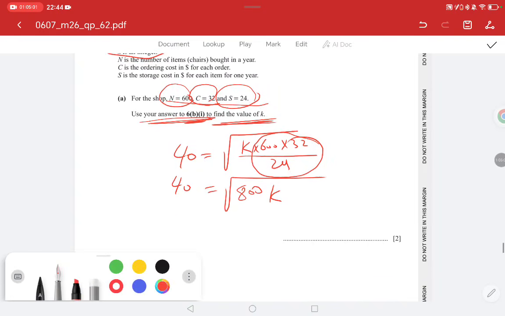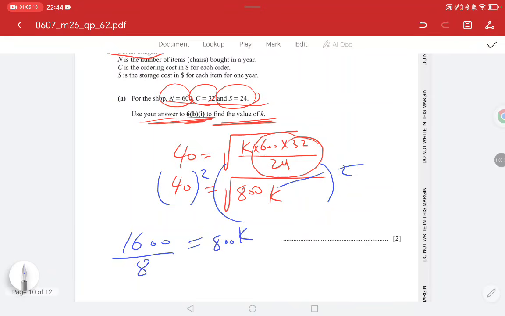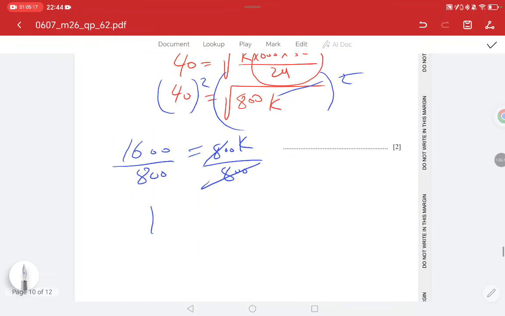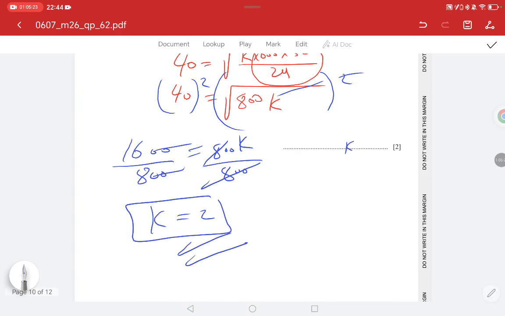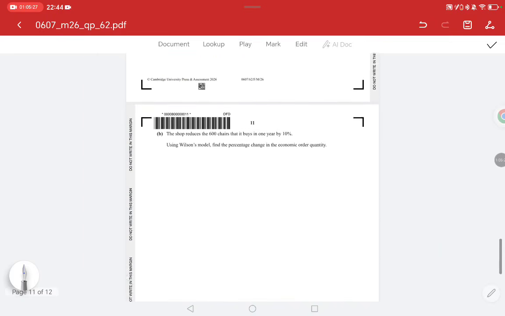Now, if you want to get rid of this square root, square here and square there. So this one is 1600, and this one is 800k. Divide both sides by 800 to get rid of this 800. So k equals 16 over 8, which is 2. Is it an integer? Yes. So k here equals 2. Done. You have to show your work.